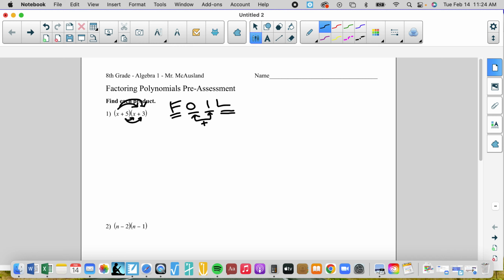And we will produce a polynomial that will have this format: ax squared plus bx plus c. That is a quadratic expression. Quad because it's x to the second.